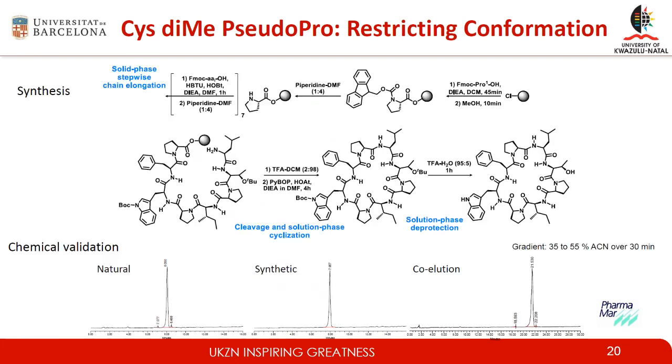I gave this project to one of our best PhD students, Marta Pelay, and she developed a normal synthesis. She prepared the synthetic with the same sequence as the natural, and she coeluted them, and we have just a single peak. You can see that the gradient was very slow, from 35 to 55%, to be sure that we are able to see if we have one or two products. We have just one product.